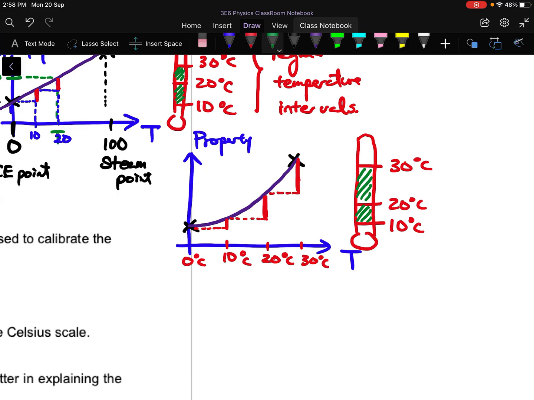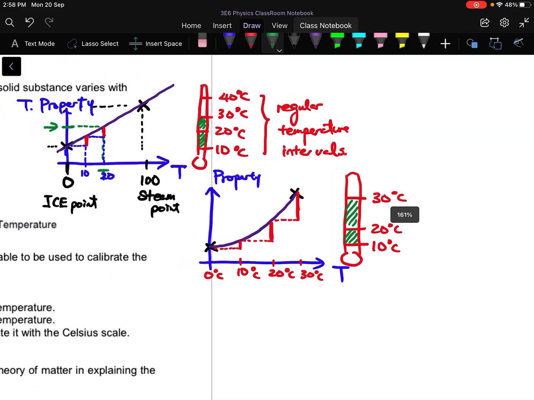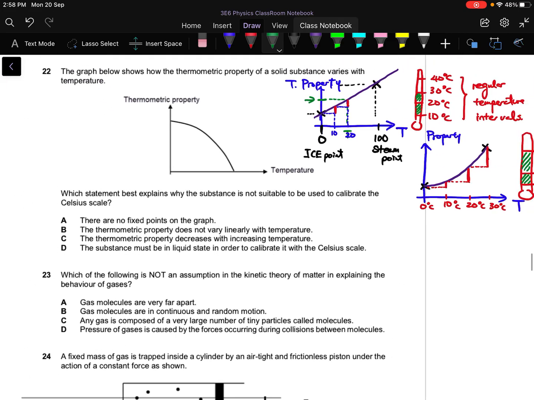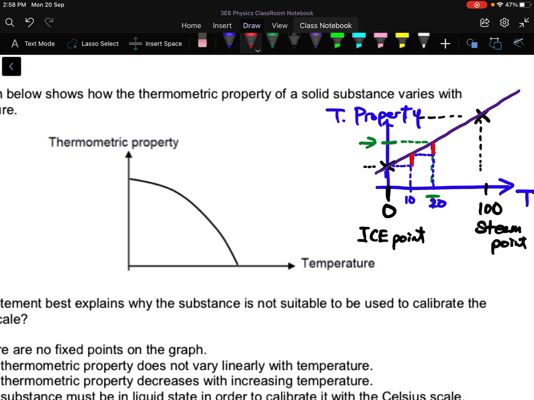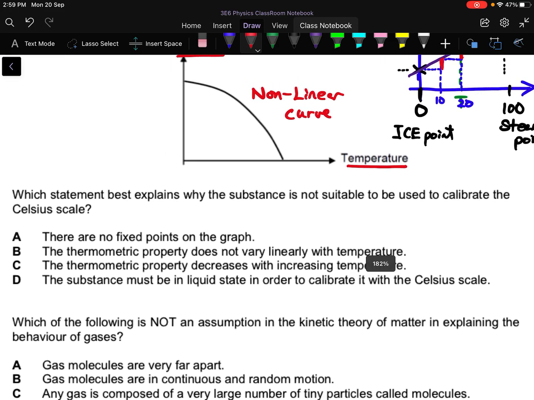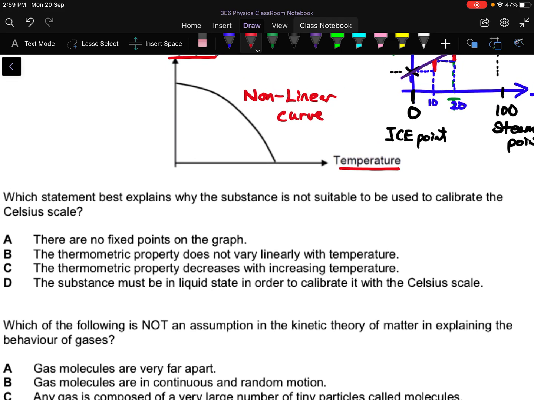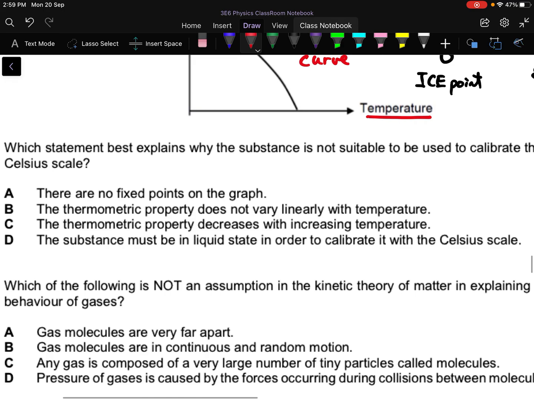So you can see that my interval will not be the same, and it is not very easy to read, right? Because of that, if the relationship between your thermometric property and your temperature is a non-linear one, meaning that it is a curve, then you can tell that it is not very suitable, because the temperature scale will not be linear, it will not be regular. So let's look at which statement is true.